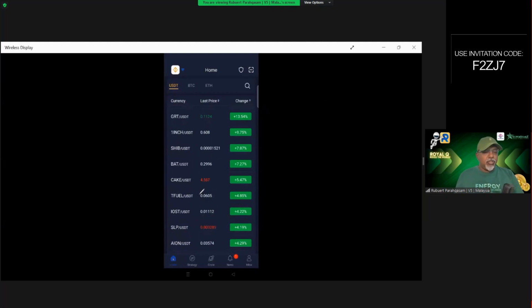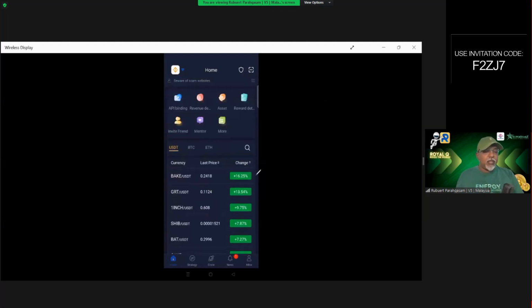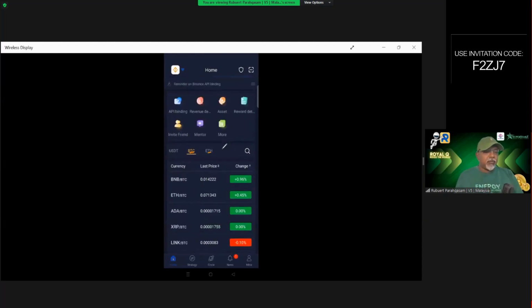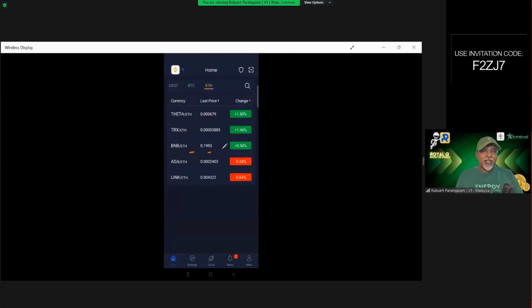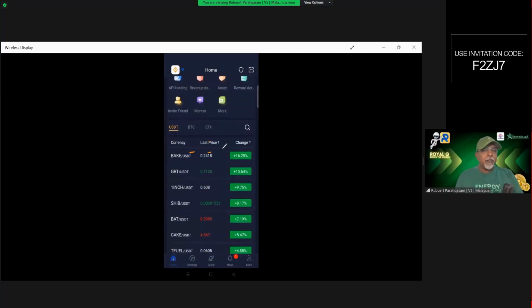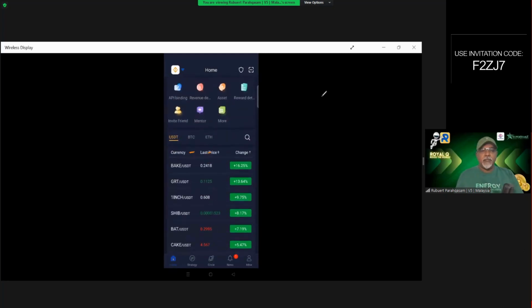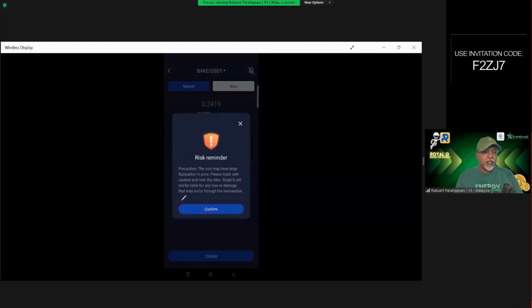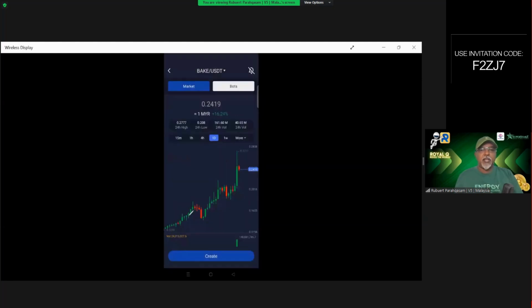Now, if you were to tap on this, you can see here's BTC, here's ETH. If I tap on BTC, these are all the BTC pairs. If I tap on ETH, these are all the ETH pairs, and these are the USDT pairs. Now, if I tap on Bake, just confirm this, you can actually see the chart.